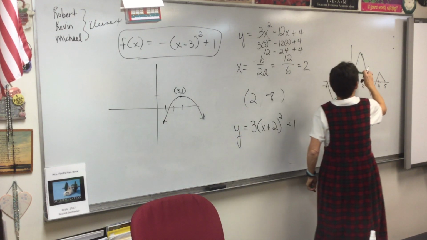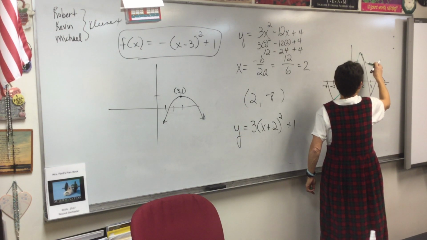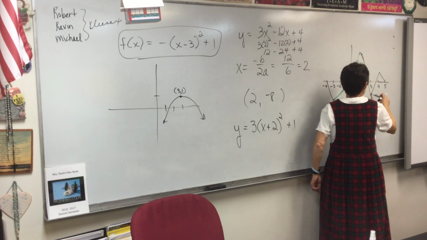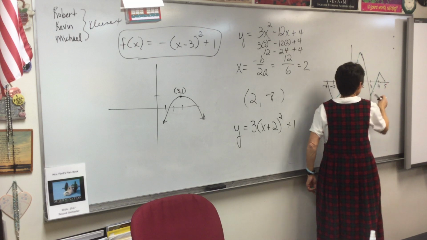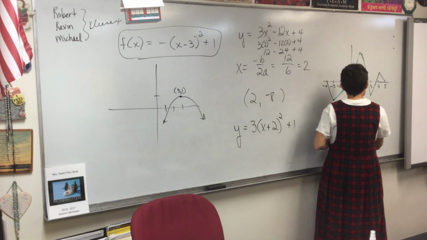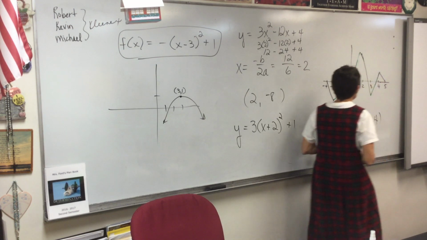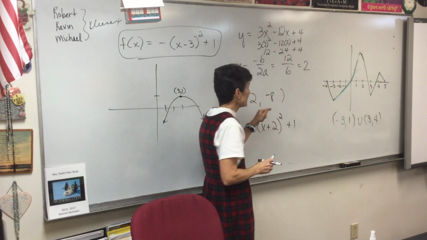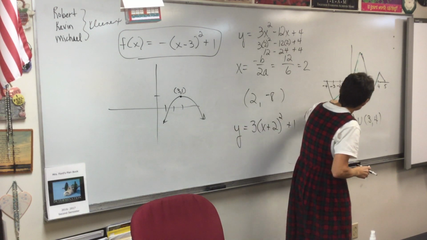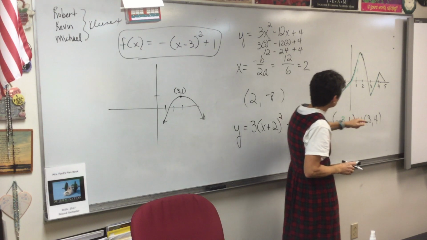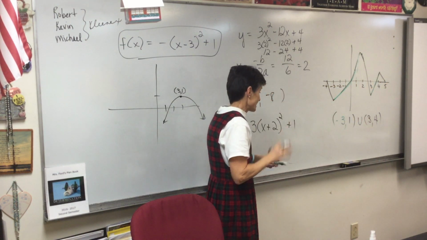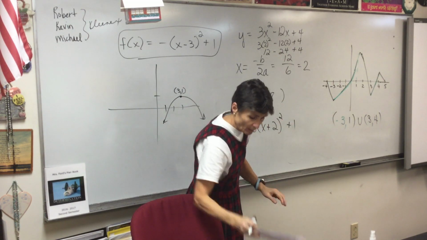Now let's keep going. Tell me when I'm increasing. Yeah, right there I'm increasing, from 3 to 4. So we are increasing between -3 and 1, and from 3 to 4. And it said use interval notation, so that's what I did.